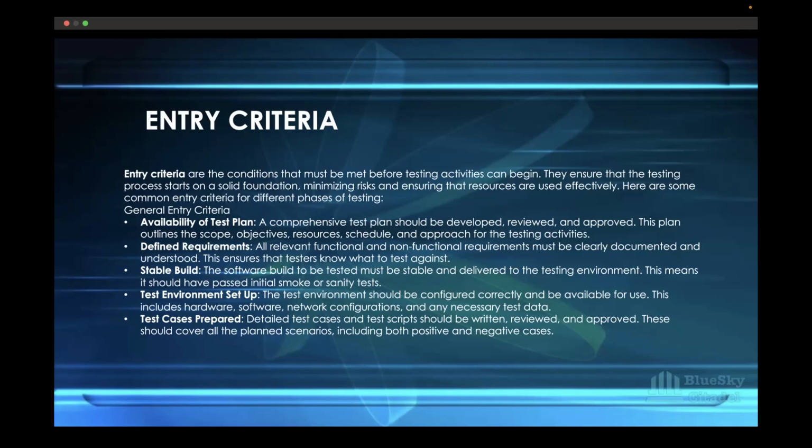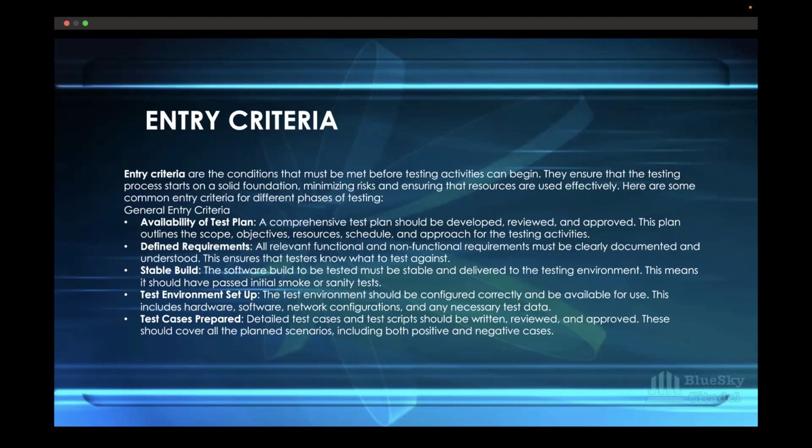You also need to have a stable build, which is also key. The software build to be tested must be stable and delivered to the testing environment. This means that it has passed the initial smoke or sanity test. So we have different types of testing environments. It all depends on the organization. There's the unit test environment, we have QA, we have dev environment, test environment, staging environment, and we have production environment, which is the one that end users can see.